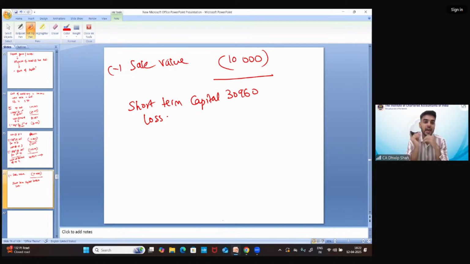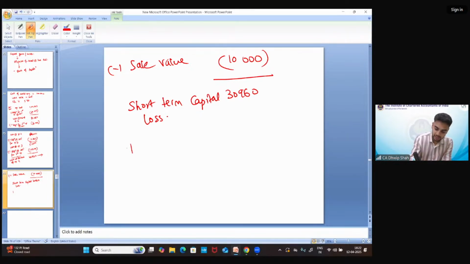Means what is the cost? At the beginning of the 5th year, it is 4960. And I have sold it for 10,000. So I sold something worth 4960 for 10,000. So can I say I have incurred a short-term capital loss? Following? This is a capital loss because we are selling assets.